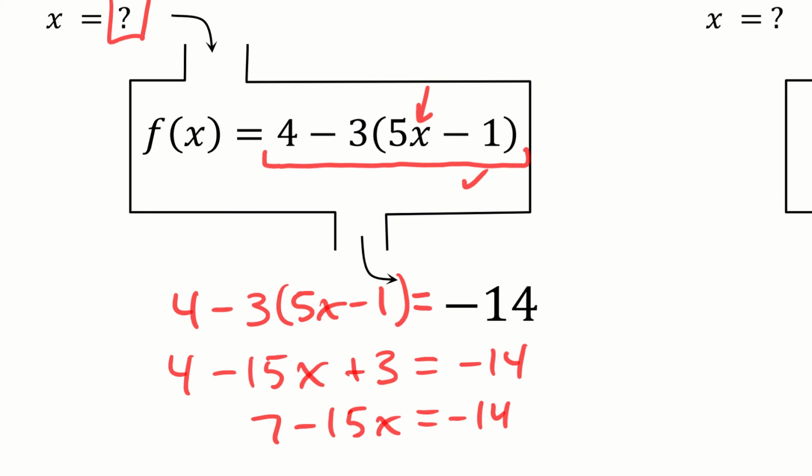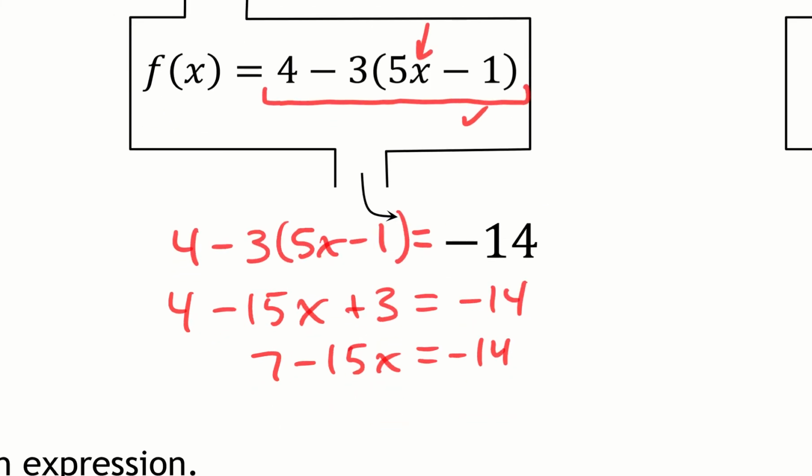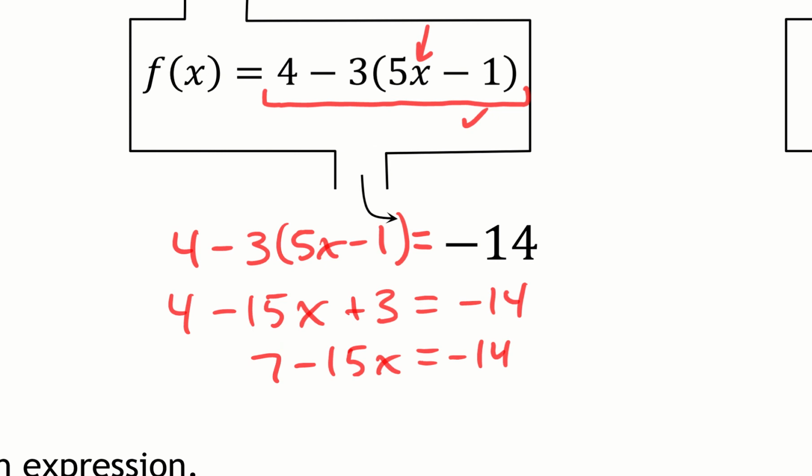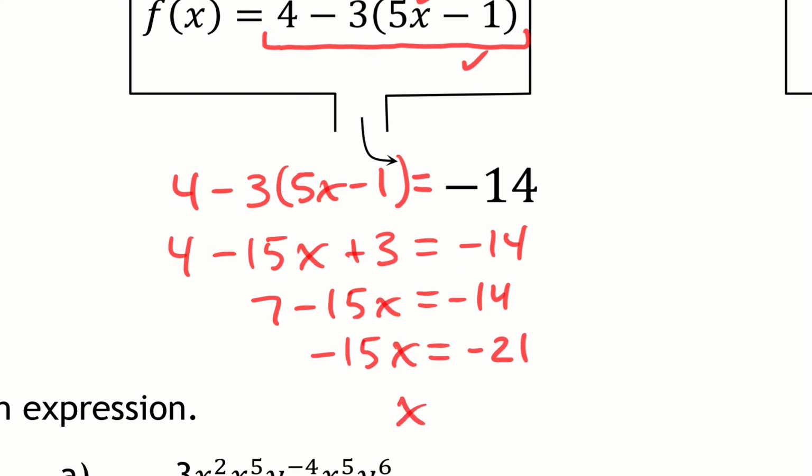Next, I'm going to subtract 7 from both sides. If I subtract 7 from the left-hand side, this 7 is not going to exist here anymore because 7 minus 7 is 0. So this will leave me with negative 15x. And when I take away 7 from the other side, and you can confirm this with your favorite calculating device, you get negative 21. So in order to figure out what x is, I just have to take negative 21 and divide that by negative 15.